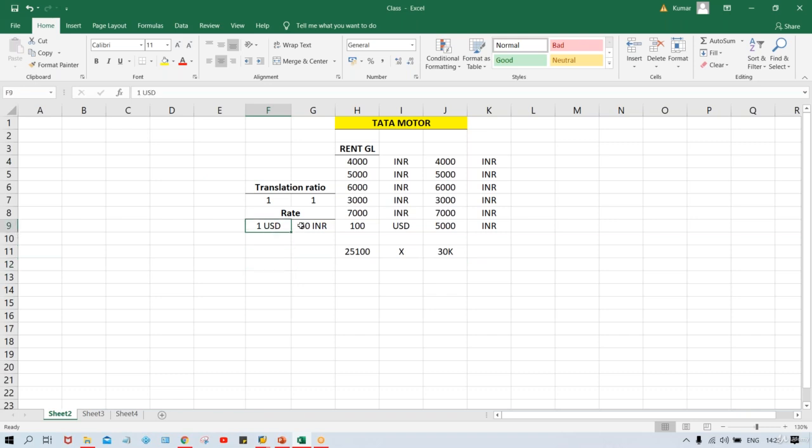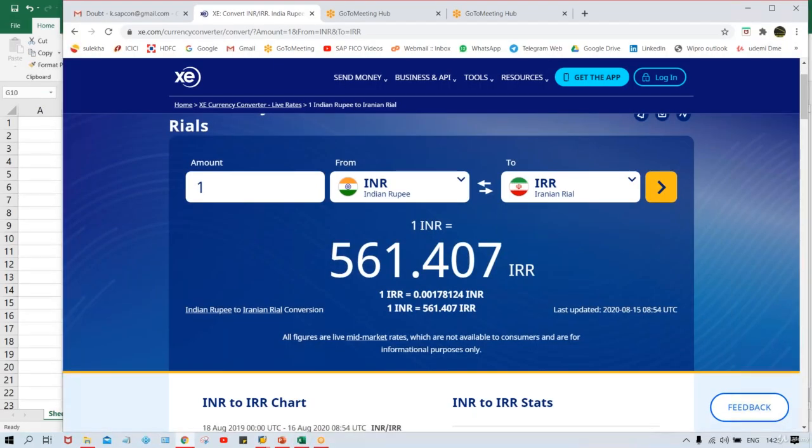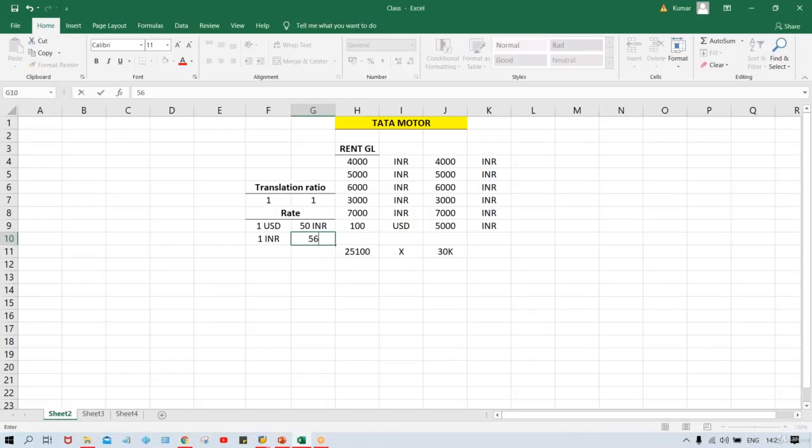So let's suppose here 1 unit of foreign currency equals the total units of local currency. But in the case of Iranian currency, I am talking about one unit of INR, 1 unit of Indian currency equals this 561, right? I'll just make it a round figure, 560 IRR. So look at here, 1 unit of foreign currency shows the total units of your local currency. This is the example of direct quotations.